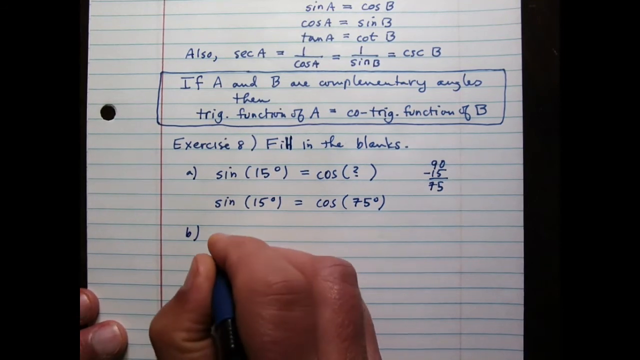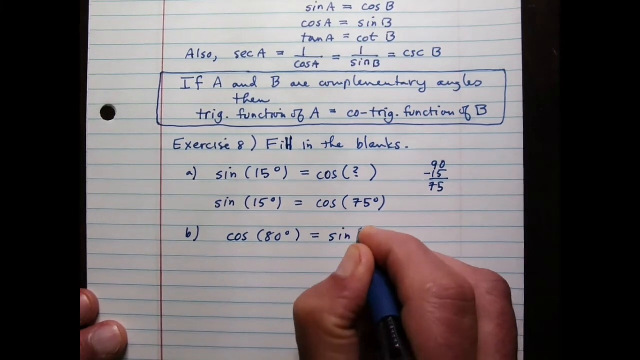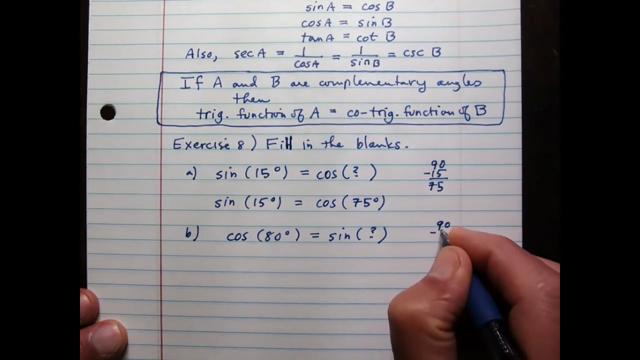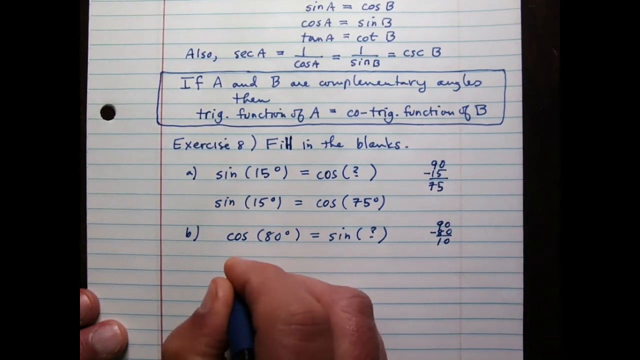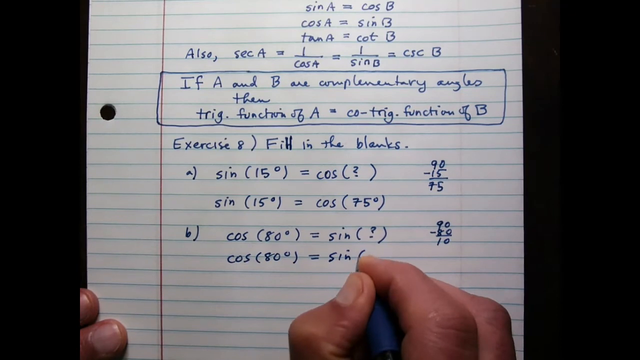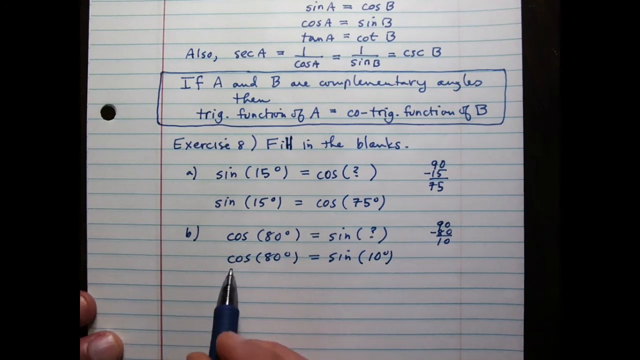B, cosine of 80 degrees equals the sine of what? Well, same thing. Take 90 minus 80 is 10. The cosine of 80 degrees equals the sine of 10 degrees. In fact, the word cosine means sine of the complementary angle. Cosecant means the secant of the complementary angle. Cotangent means the tangent of the complementary angle.